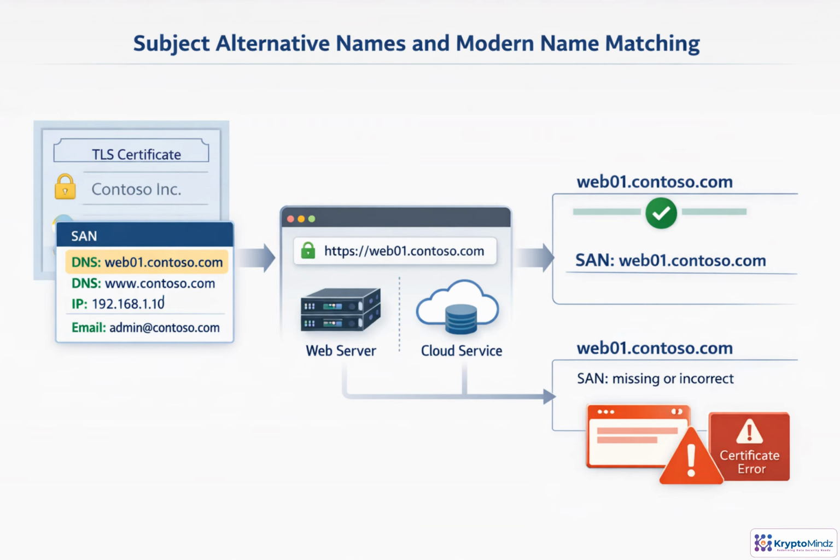Modern clients don't really rely on the old subject name anymore. They look at the subject alternative name and ask, does this exact identifier match what I'm connecting to? For HTTPS, the browser compares the requested hostname to the DNS entries in SAN. If you move a site from web01.contoso.com to portal.contoso.com and forget to add the new name to SAN, users will see certificate errors even though the certificate looks fine.